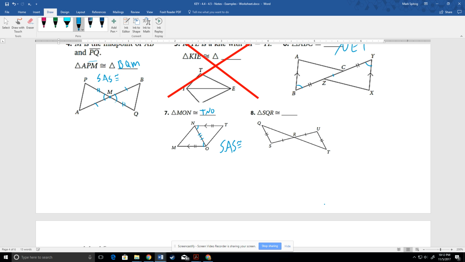All right. Next one, it looks like we have these vertical angles there. We have these two sides. So it looks like we have 3 pieces of information, but what we have is side, side, angle. In other words, we have 2 sides, but not the angle between them. So it looks like side, angle, side, side, angle, which isn't one. So not enough information.